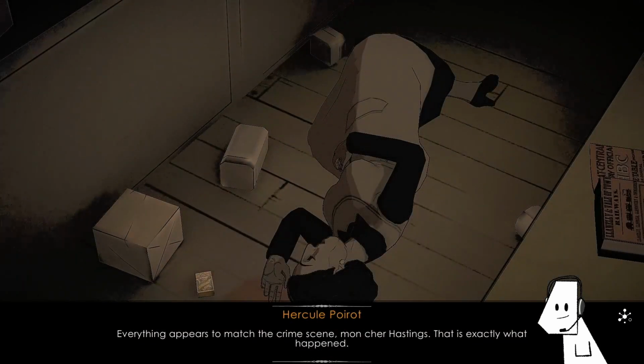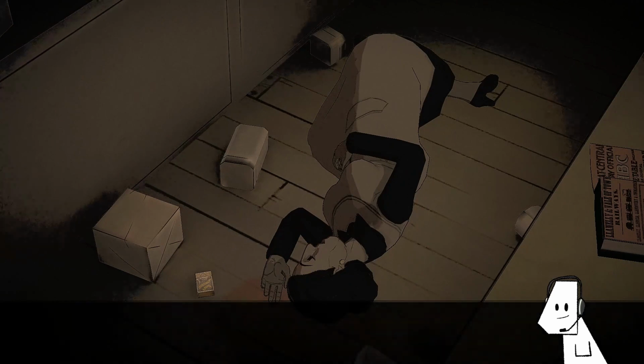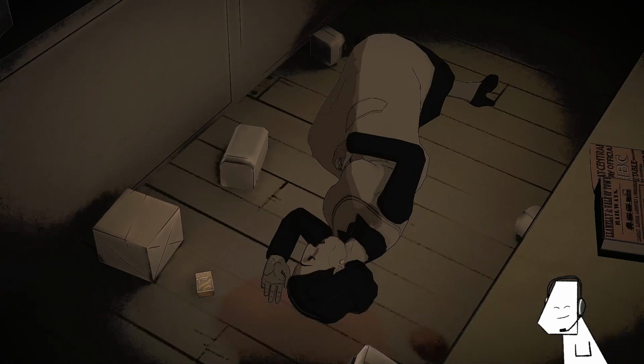Everything appears to match the crime scene, mon cher Hastings. That is exactly what happened. Reconstruction success. Smashed it.